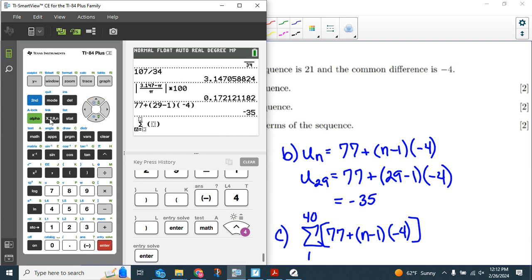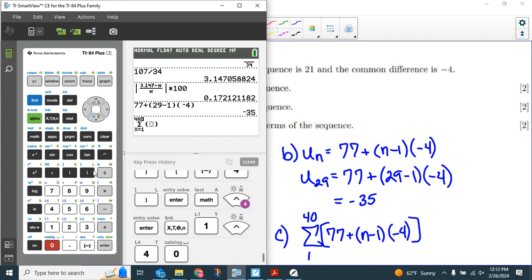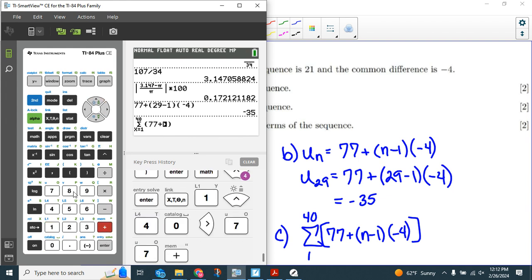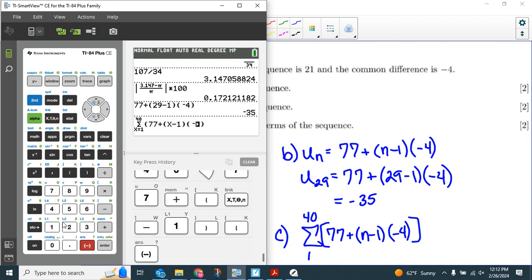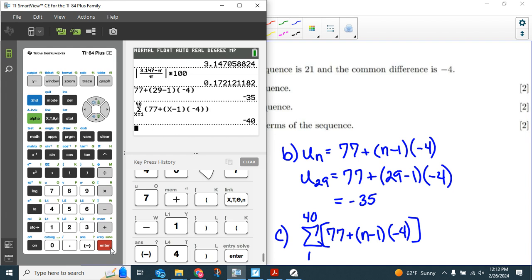All right, so from here, we're going to go x equals 1 to 40 of 77 plus x minus 1 times negative 4. And bada bang. So negative 40.